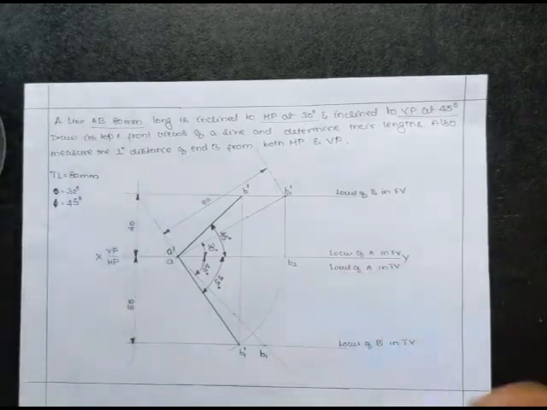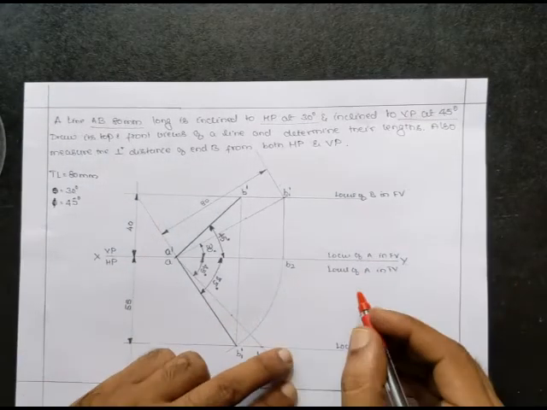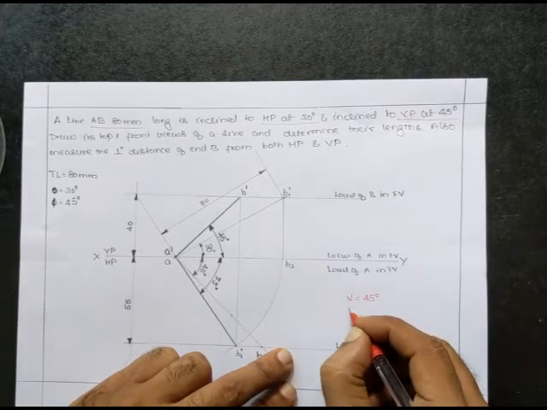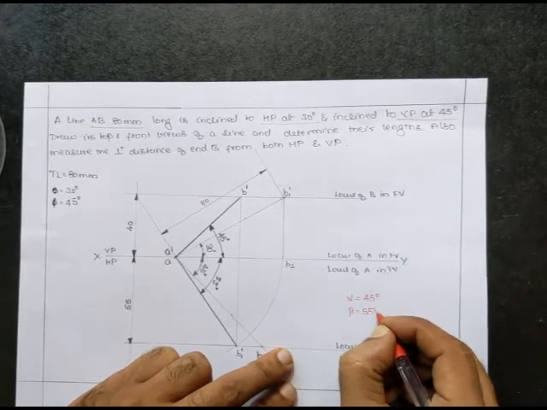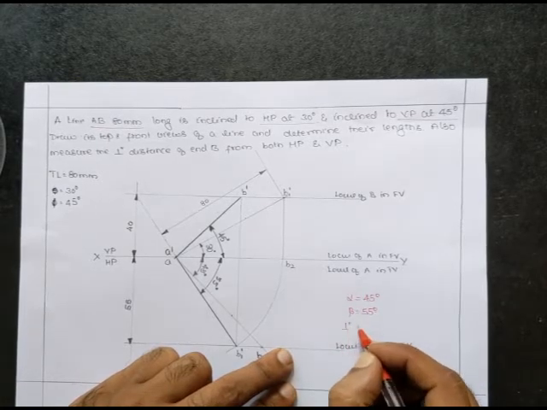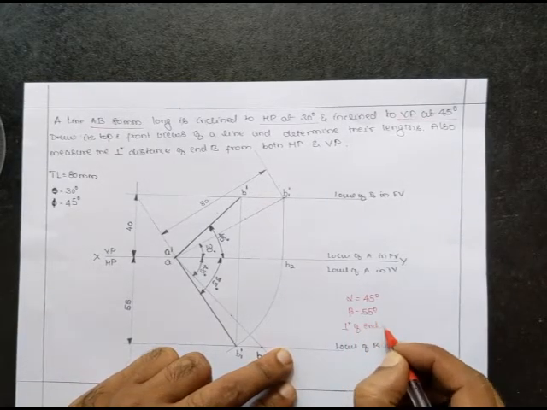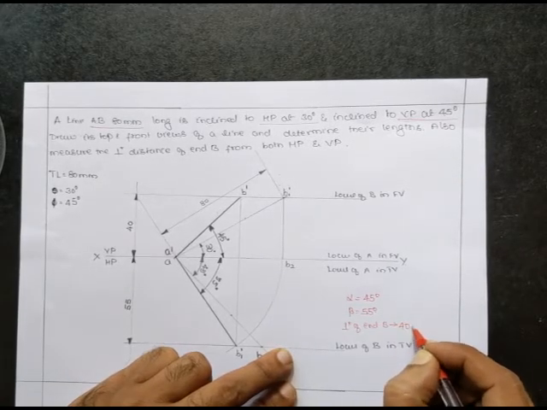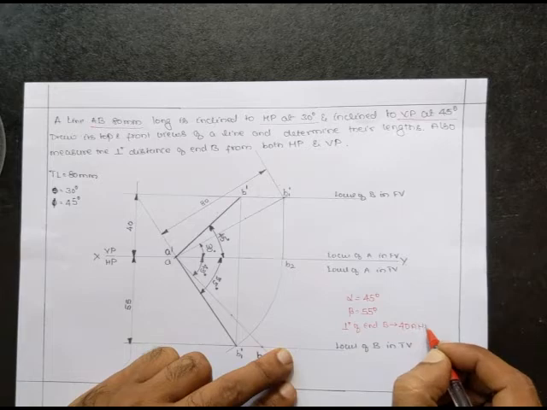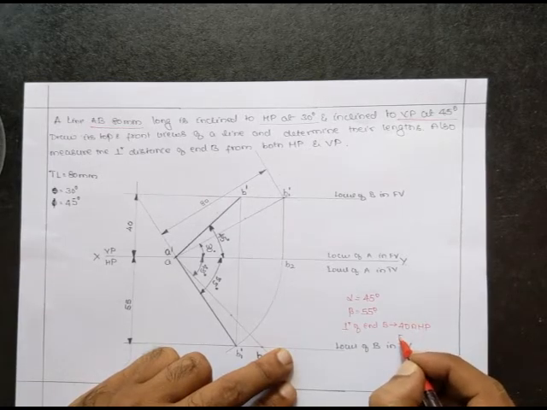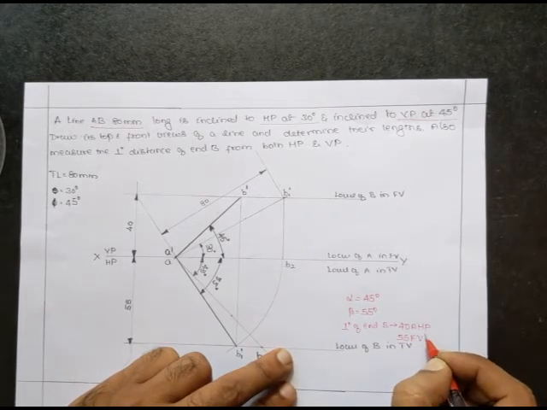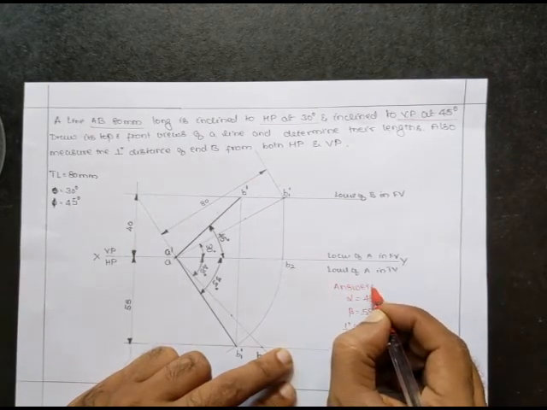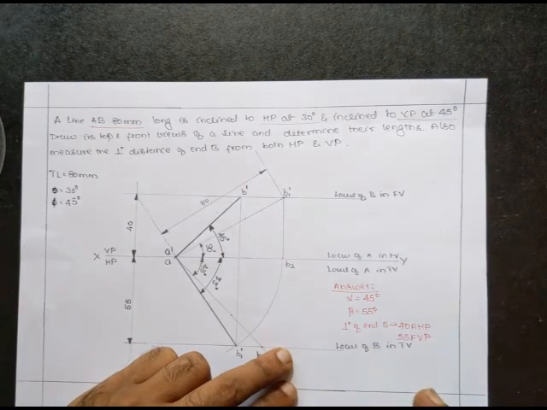degree. So the solution for the given problem is alpha is 45 degree, beta is 55 degree, and the perpendicular distances of end B are 40 mm above HP and 55 mm in front of VP. This is the answer for the current problem. Thank you, dear students.